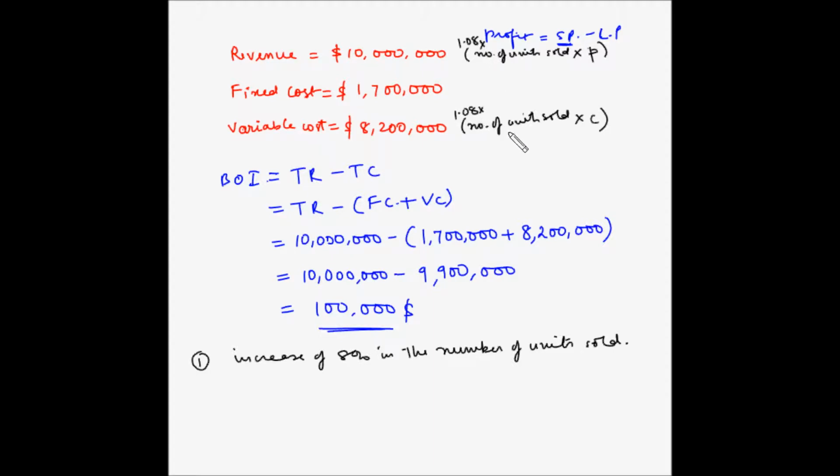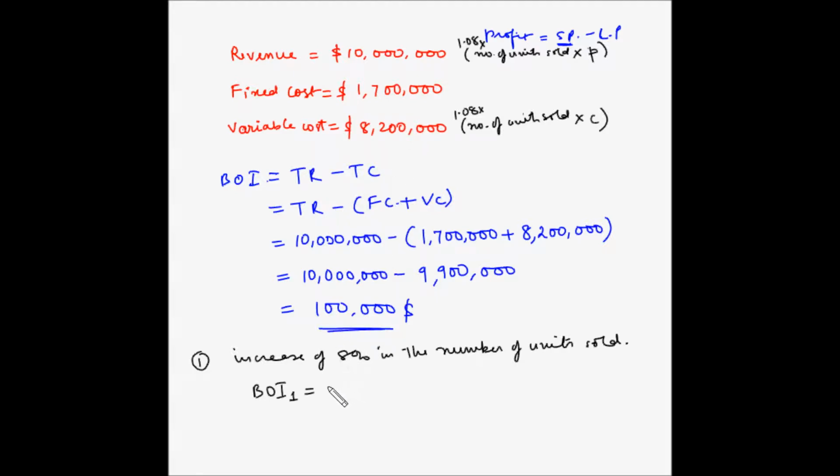So what that means is that the whole variable cost is going to increase by 1.08 times. With this impact on revenue and variable cost, let us find out the new budgeted operating income. We'll denote it as BOI1, and the formula remains the same: total revenue minus the fixed cost plus variable cost. Now the total revenue has changed from the original total revenue.